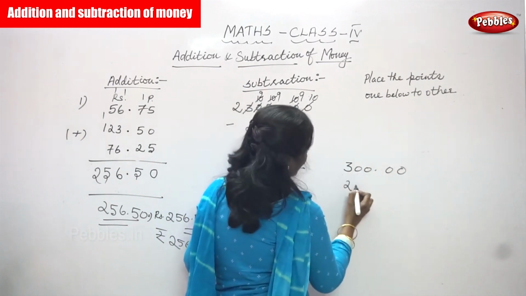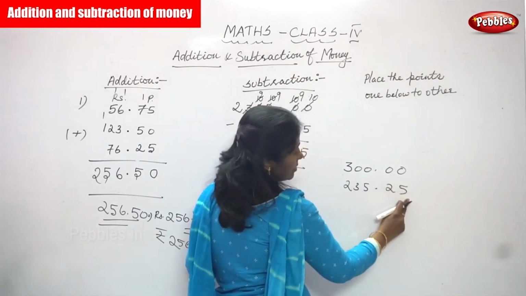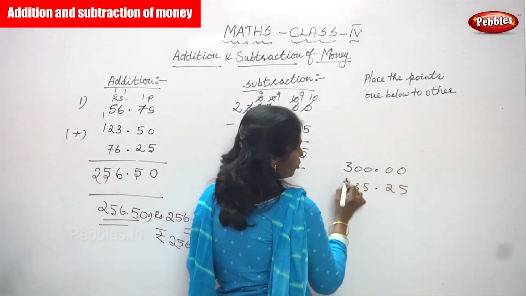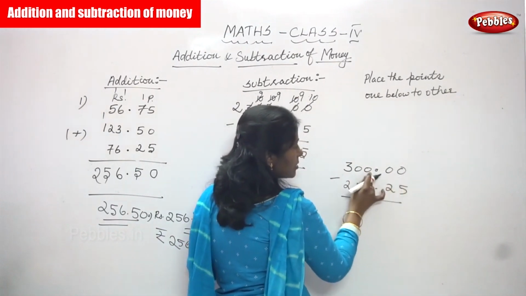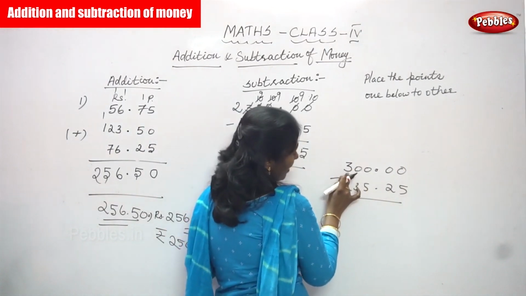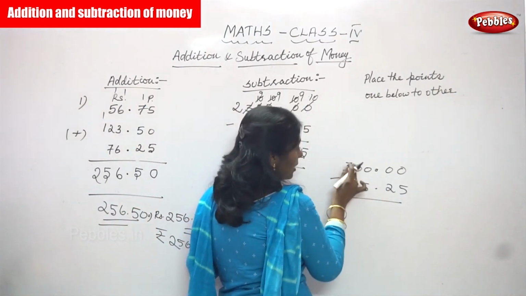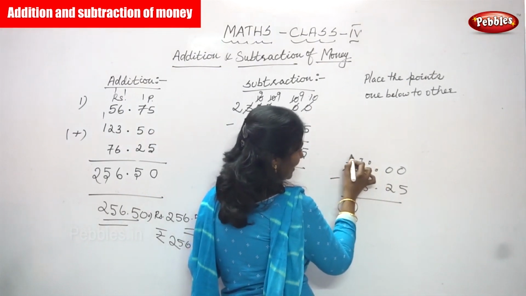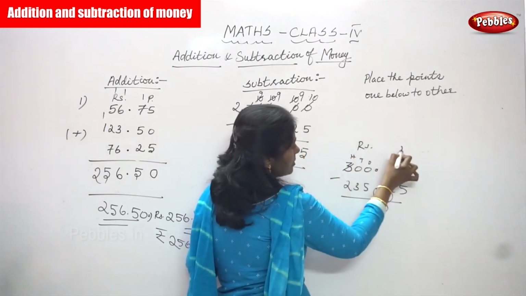300.00 minus 235.25. After the point, there are 2 digits here, but there are no numbers in 300, so I put 0 for those digits. So you have to borrow here from 0, 0, 0, 0. Only the last one, the final number 3, is a real number, so you have to borrow 1 from this place. This is ones, tens and hundreds. This is called paise. So this is rupees and this is paise.